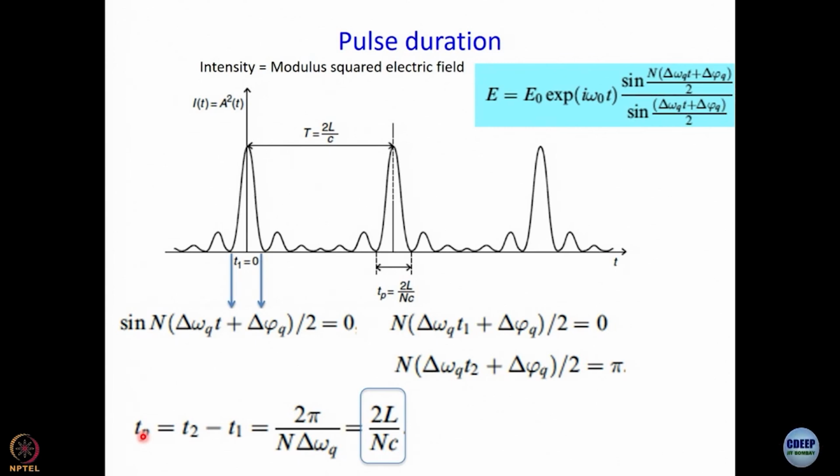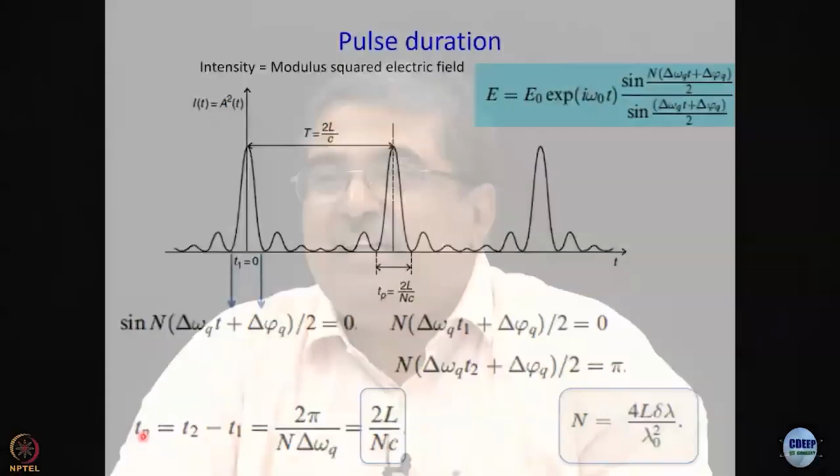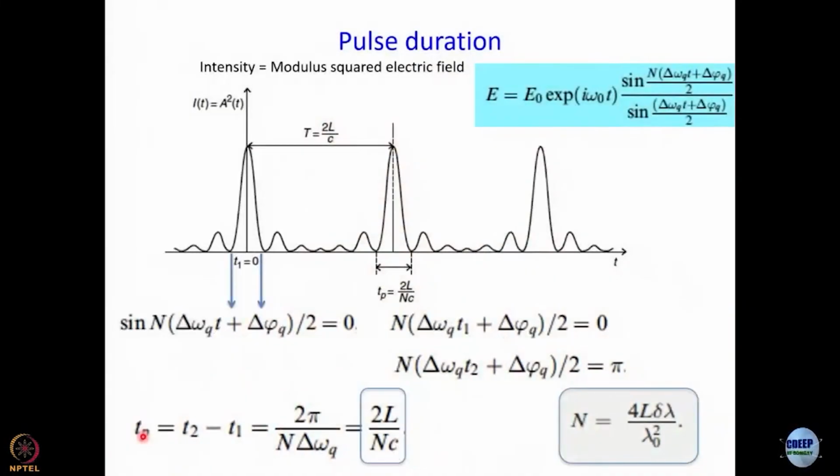So, let us use another expression, and you might have forgotten because we talked about it a couple of modules earlier, at the beginning of the previous module. As a recap, we worked out that the total number of longitudinal modes, capital N, is given by 4L delta lambda divided by lambda 0 square. So, might as well substitute this. When you substitute, what do you get? You get pulse duration is equal to lambda 0 square divided by 2c delta lambda.